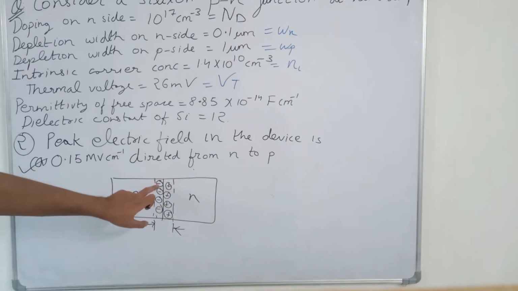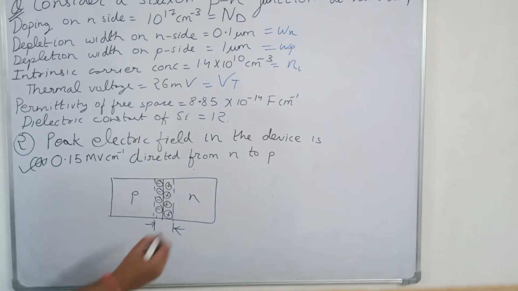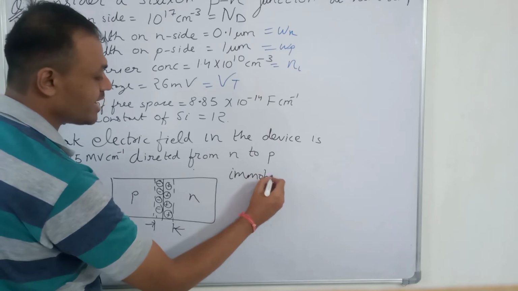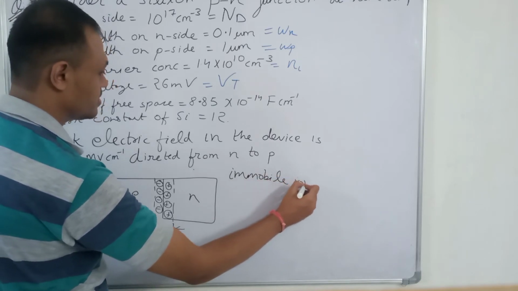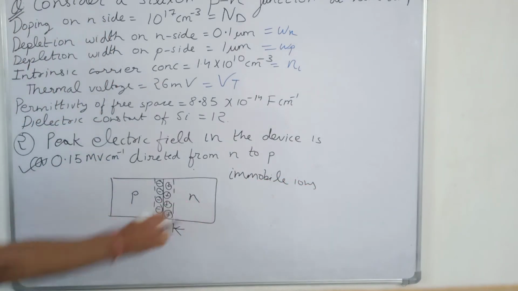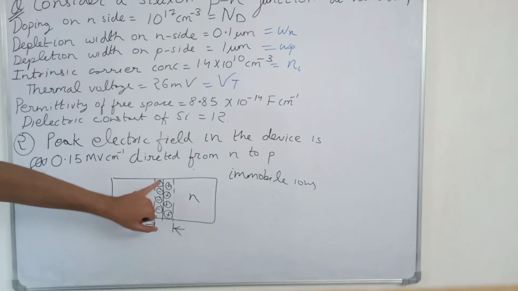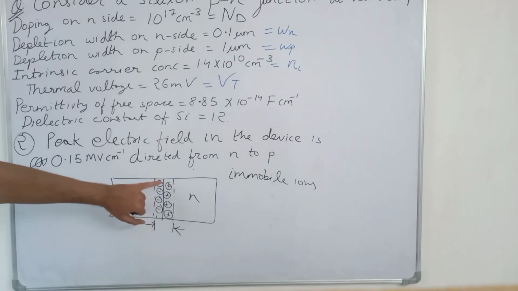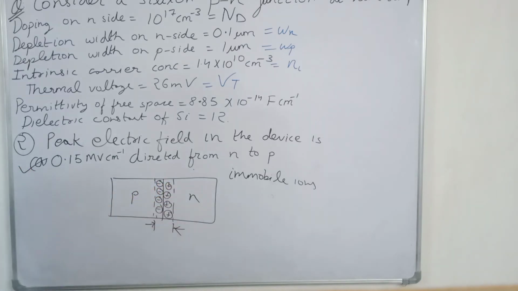So the P region consists of immobile ions. These are immobile ions, they are not mobile. Obviously the N side contains electrons and the P side contains holes, but the depletion layer on the P side consists of immobile ions of negative charge, and the depletion region on the N side consists of immobile ions of positive charge.